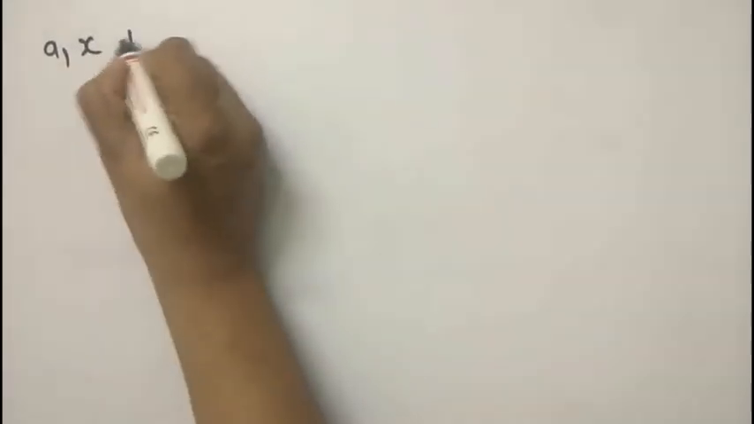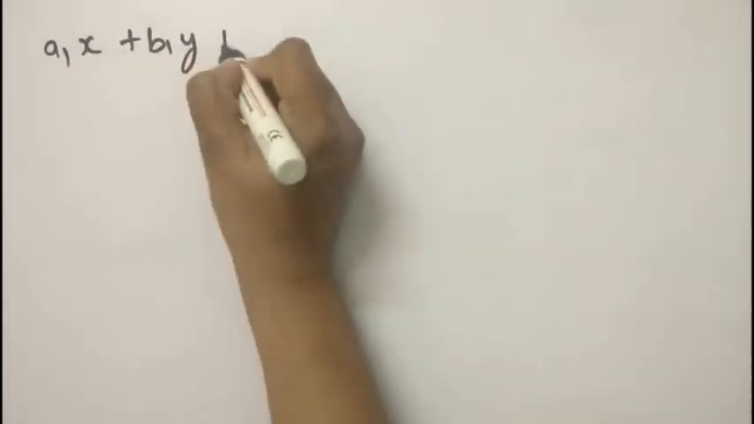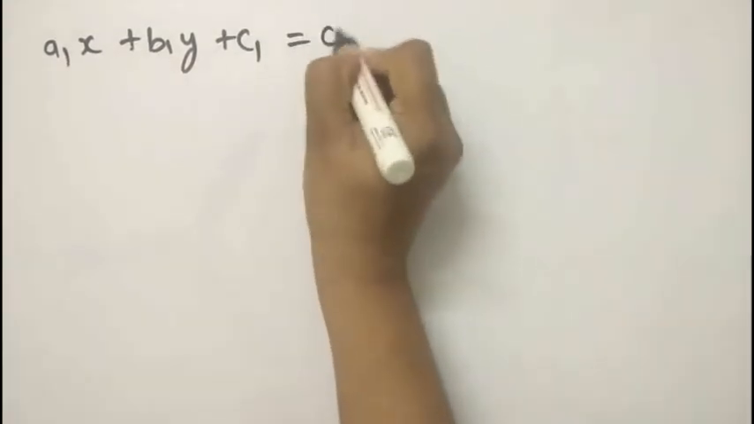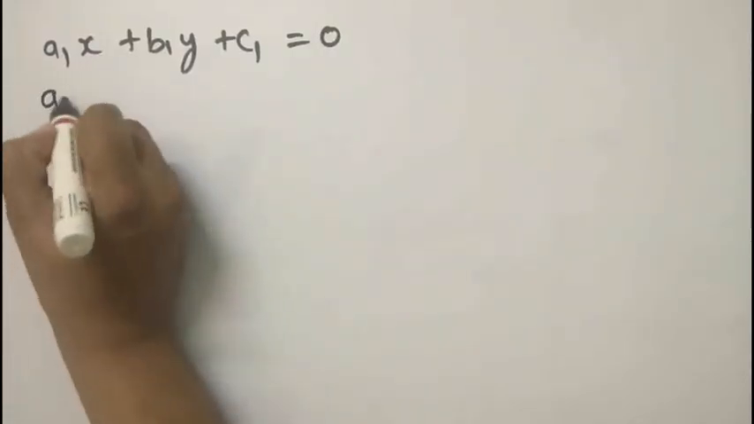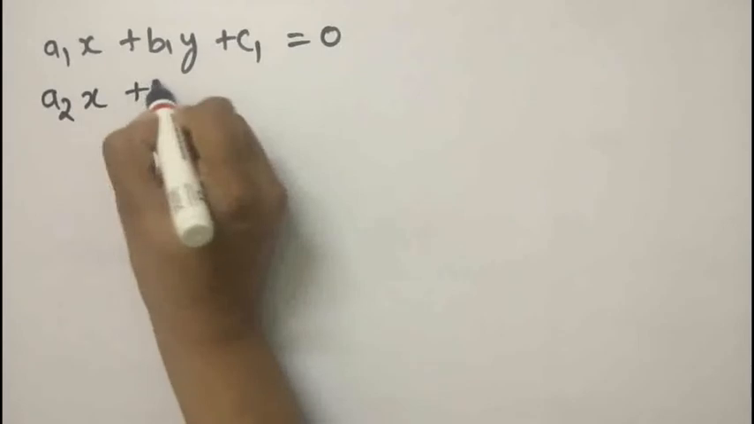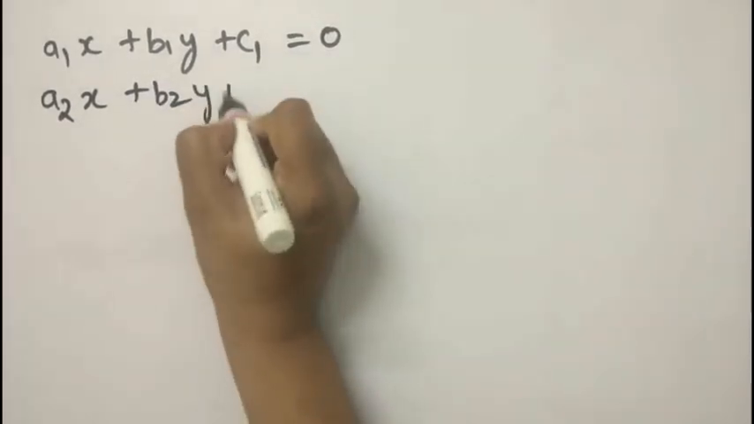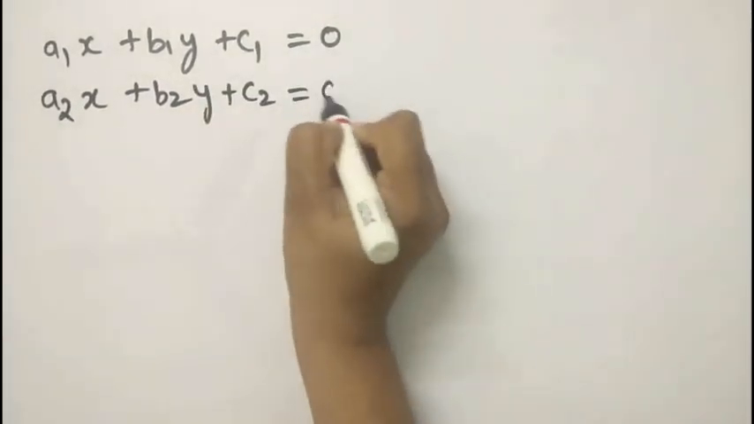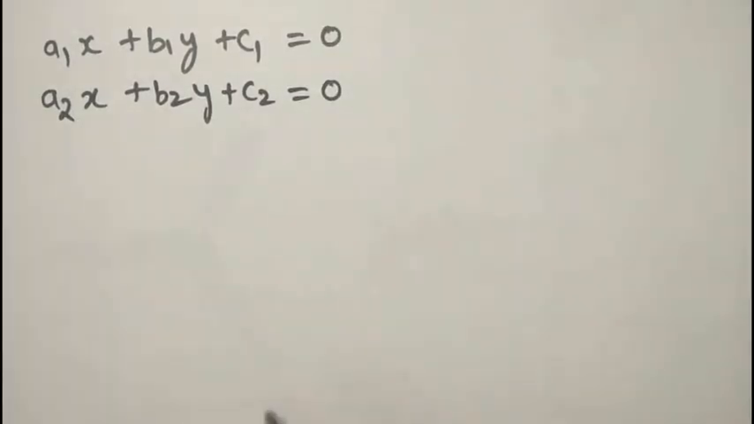Suppose two linear equations are given, that is a1x plus b1y plus c1 equal to 0. This is one linear equation. The other linear equation is a2x plus b2y plus c2 equal to 0, another linear equation in two variables. Suppose these two linear equations in two variables are given and we are asked to plot the graph.